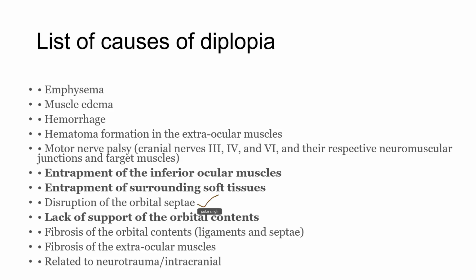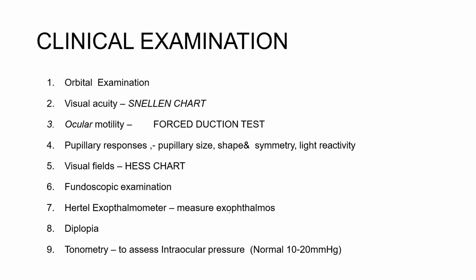Out of all the causes, only three aspects can be treated by surgery. Entrapment of the inferior rectus muscle, entrapment of soft tissue, lack of support of orbital contents. Only these three can be treated with surgery. All the others cannot be treated by surgery. We have to be very clear about it.